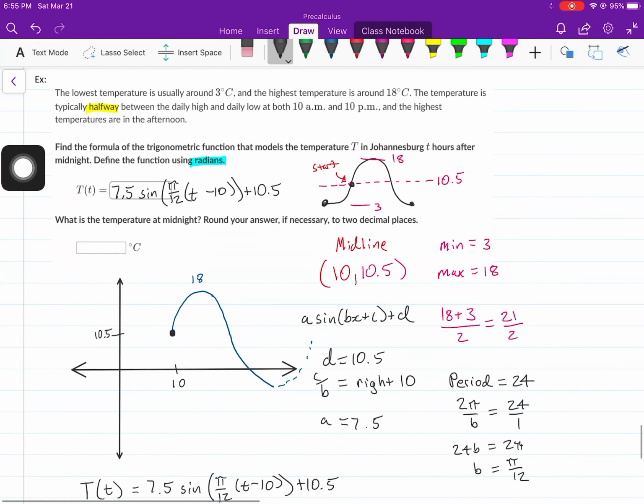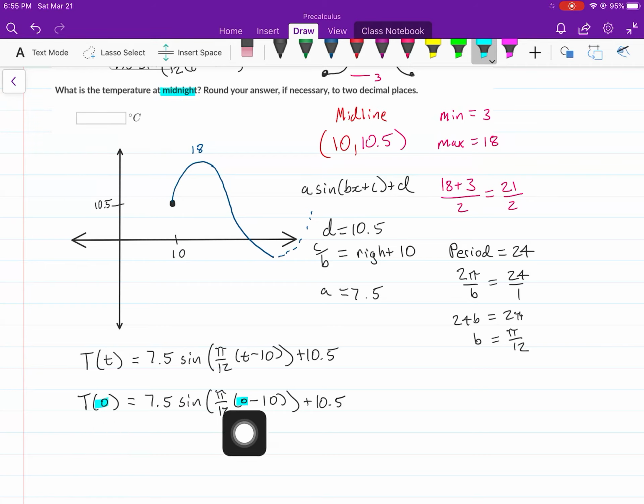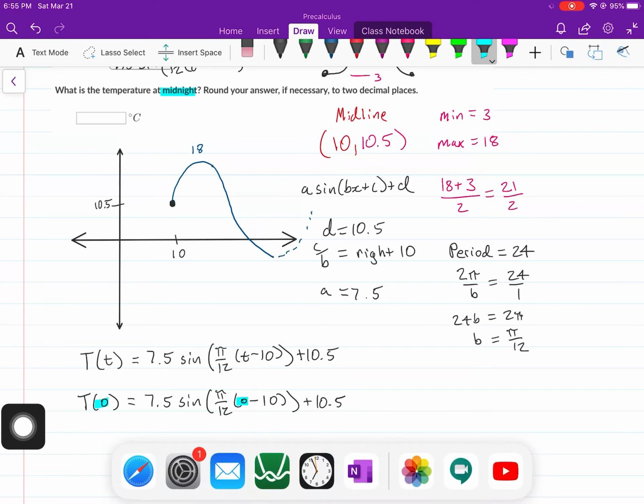So remember, what does t even represent? Big T is the temperature, little t is the hours after midnight. So what is the temperature at midnight? Well, how many hours is midnight after midnight? That's just 0. So we're really finding T of 0. 7.5 sine of pi over 12 times (0 minus 10) plus 10.5. So I'm really just plugging that 0 in. That's all I'm doing to figure out the temperature at midnight. Like I said, 24 should give us the same thing because this is periodic behavior. We'll double check that right now.